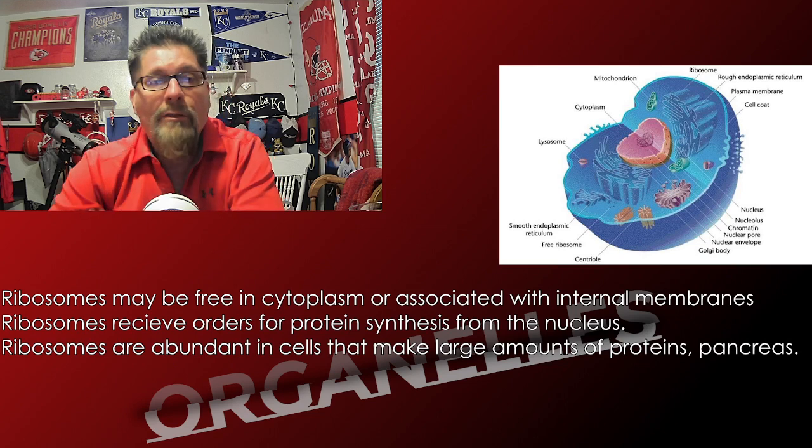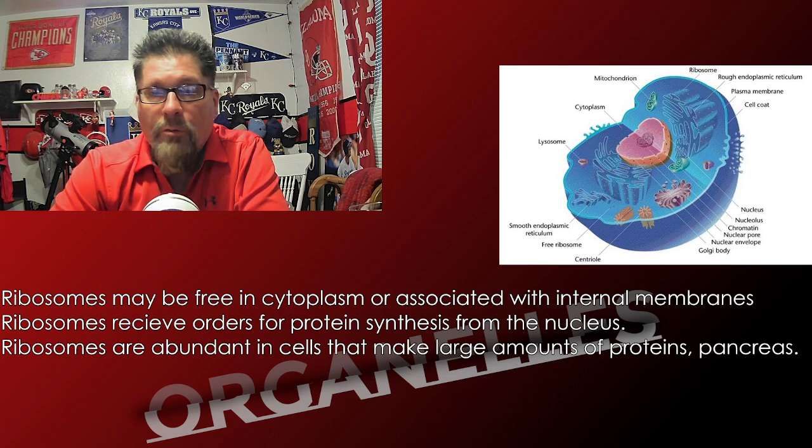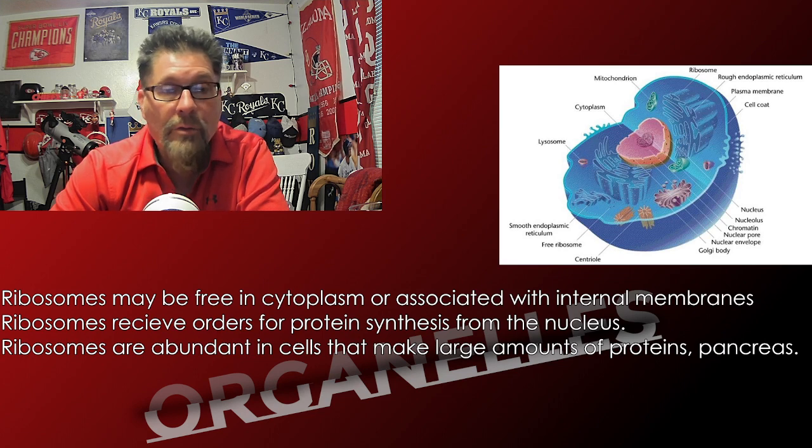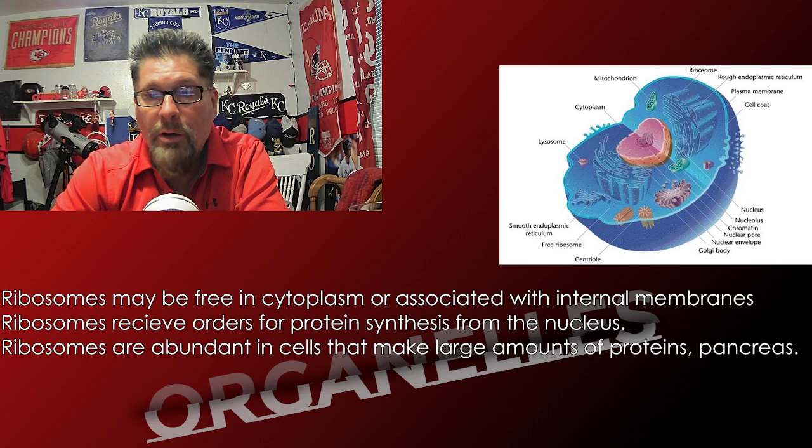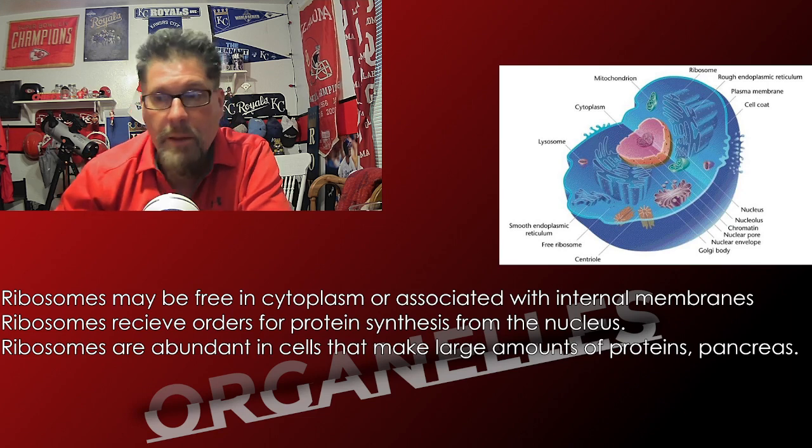The nucleus gives out those orders for making the proteins, and the ribosomes carry those out. And in cells that make a lot of proteins, obviously you're going to need a lot of ribosomes, so they're more abundant in things that make a lot of proteins. An example would be the pancreas.